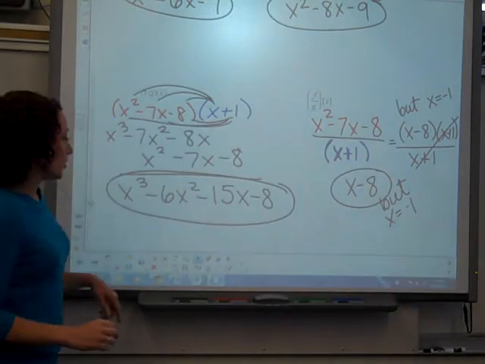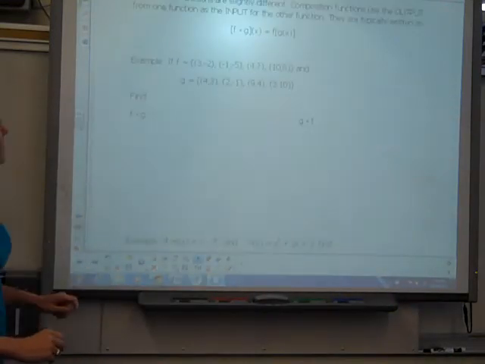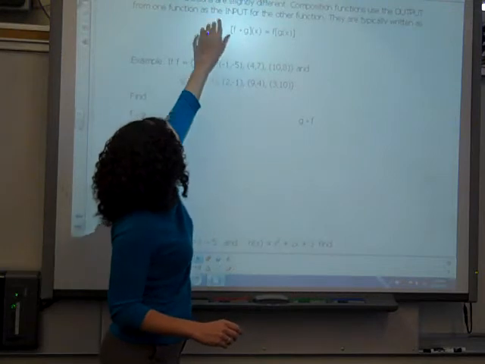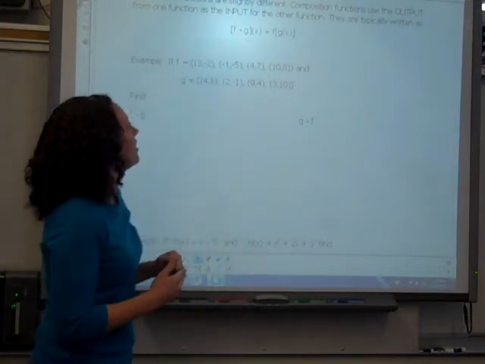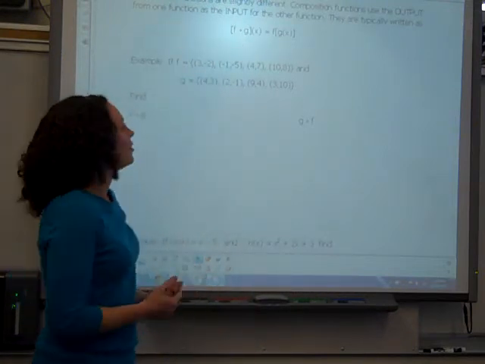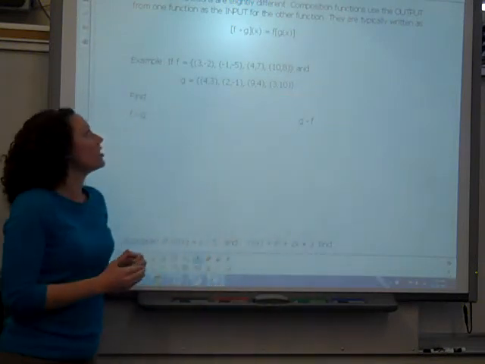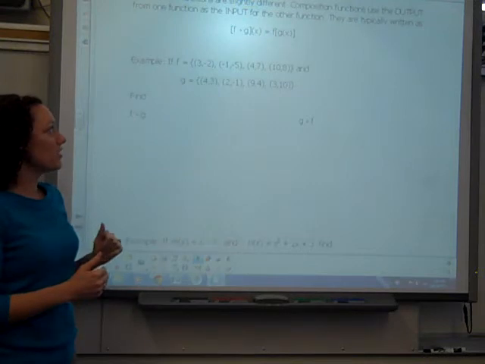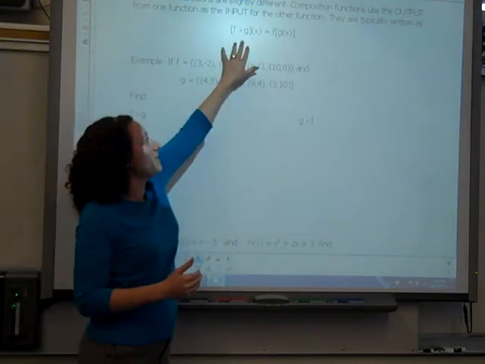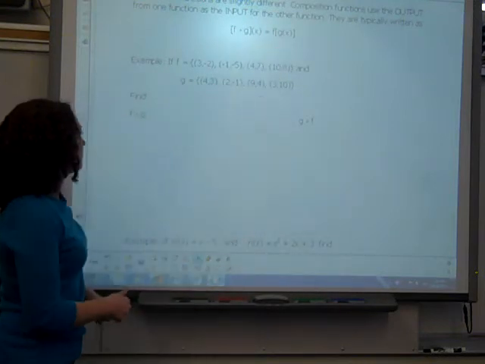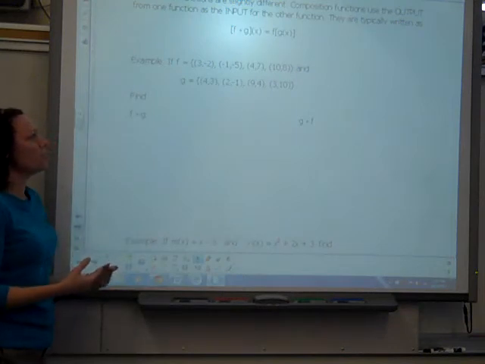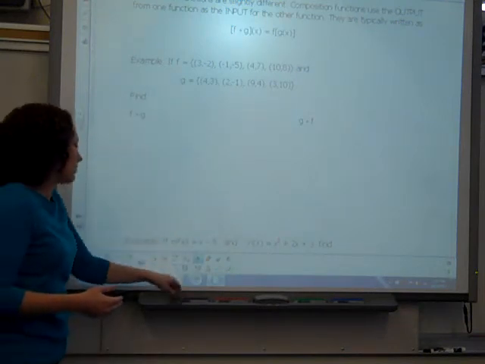Let's talk about some other important stuff you might not have seen before. First thing is this circle function. We're talking about composition functions. They're slightly different than normal functions. Composition functions use the output from one function as the input for the next function. And they're typically written like this, or as a nested function. So we're going to figure out how we can use this information to help us do this problem.